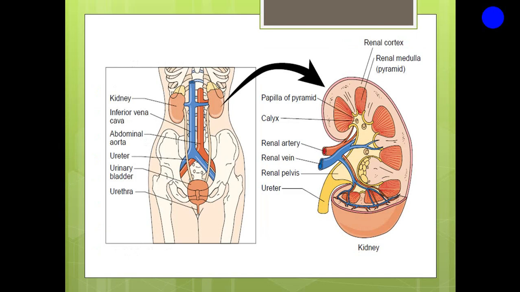This picture shows the anatomy of the renal system and its location in the body, and the renal blood supply, which are the renal artery and renal veins.